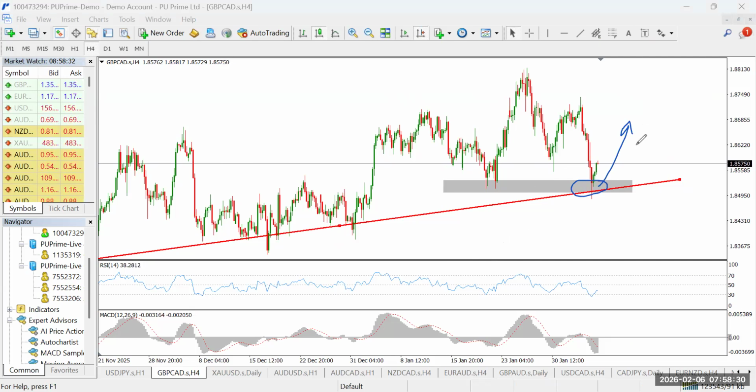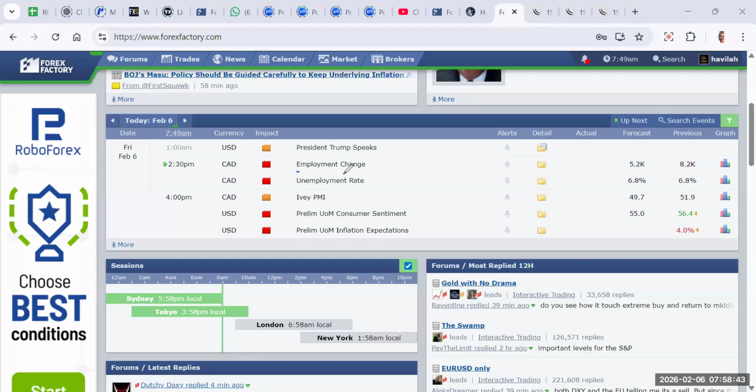If it's actually greater than forecast for the two events, again, let's go back to the Forex Factory. So the two events will be employment change and unemployment rate. If it comes out that the data is a red, that will lead to a bullish trigger on GBP card. So I want us to take note of that.